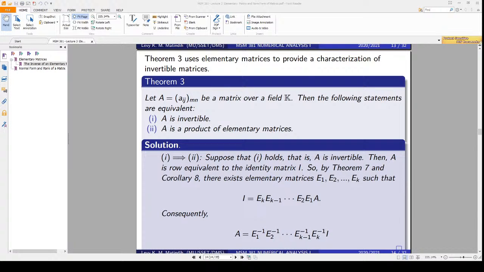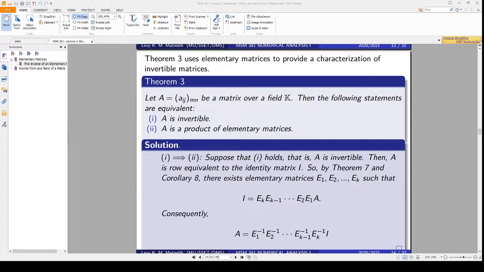Then A is the product of elementary matrices. How true is this? The proof: we are proving from 1 to 2. Suppose that 1 holds. What we are saying is, suppose A is invertible. If A is invertible, then A is row equivalent to the identity matrix I.